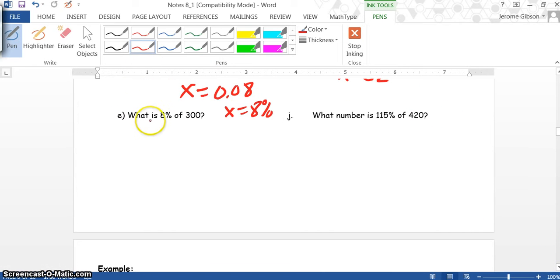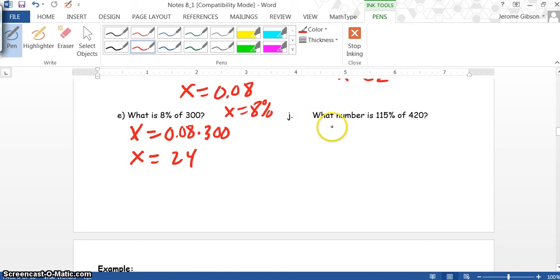Now we have E here. It says, what is 8% of 300? So what is x? Is means equals 8% is 0.08. Of means multiplication, and 300 is 300. So now we would take 0.08 times 300, which is 24.